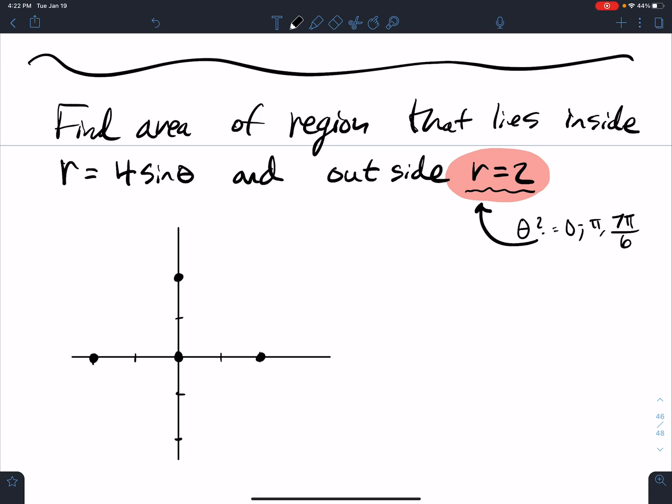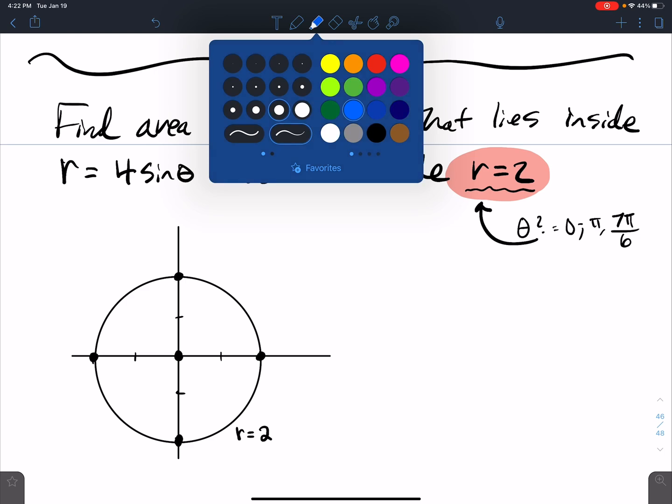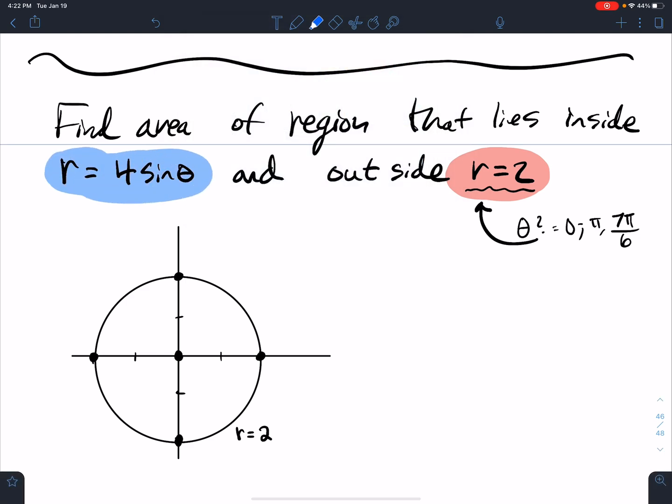So what does that remind you of? Should remind you of a circle, right? So that is a circle. R equal to 2 is what that graph is right there. Now this next one here, r equal to 4 sine theta.